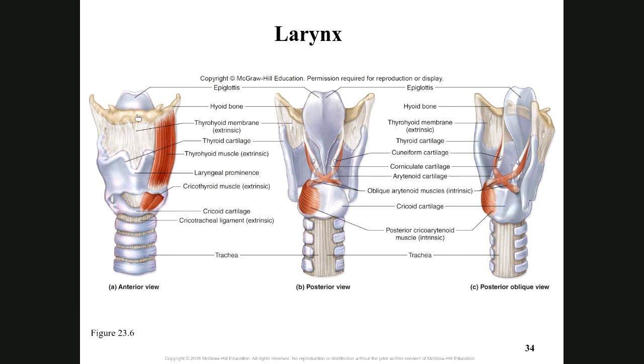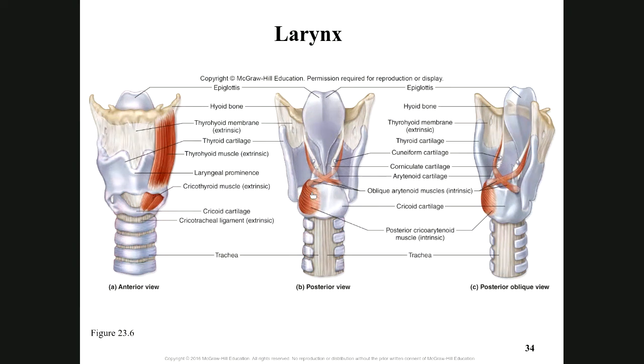As you see here, the neighboring structure is the hyoid bone, for example, here, or the neighboring structure is the trachea, which starts after the larynx. And we have some intrinsic muscles. These are the intrinsic muscles which you can see. They are located inside the larynx, and we have the vocal ligament and vestibular ligament.